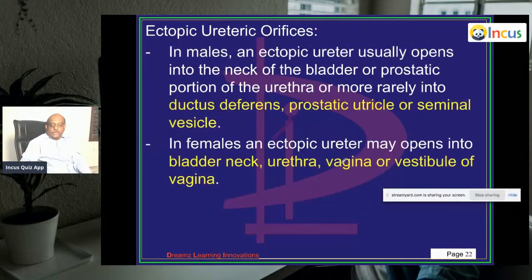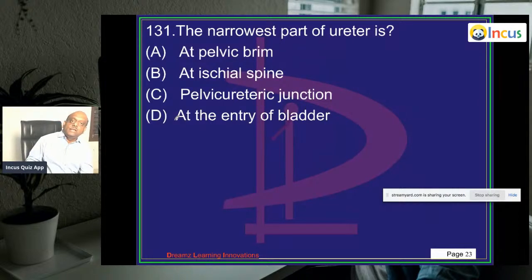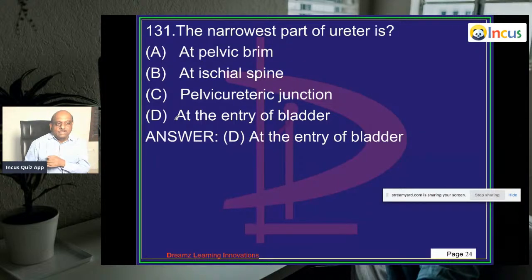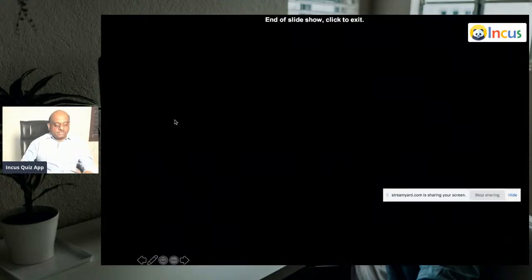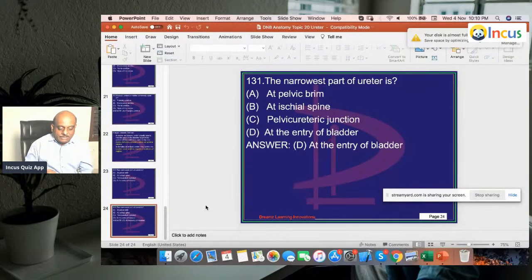Now, ectopic ureter in male. In the female, an ectopic ureter can open to the bladder neck, urethra, vagina, or vestibule of the vagina. In the male, it opens rarely into the ductus deferens, prostatic utricle, or seminal vesicle. What is the narrowest part of the ureter? At the entry, where the uretero-vesical junction is, that is the narrowest part, is what you have to remember.